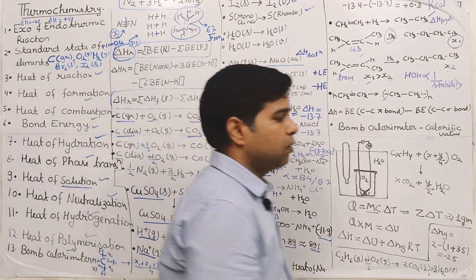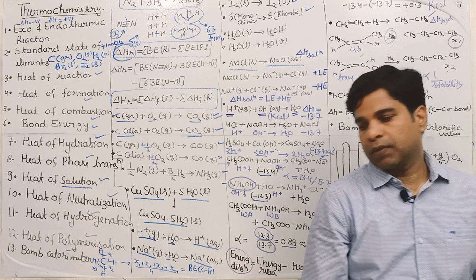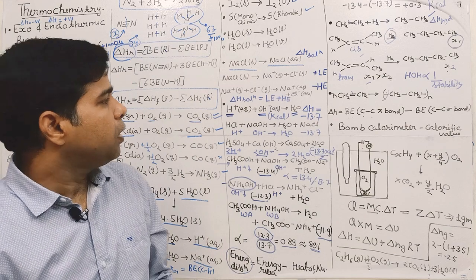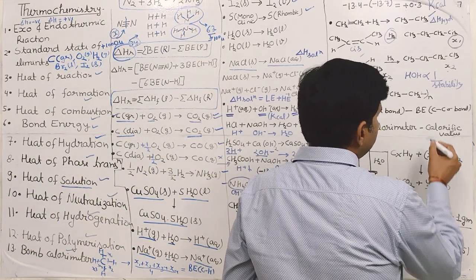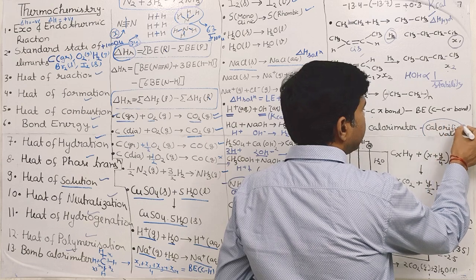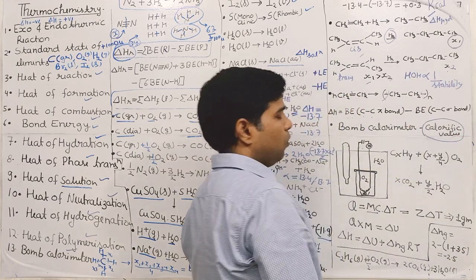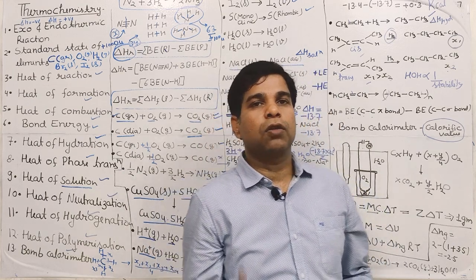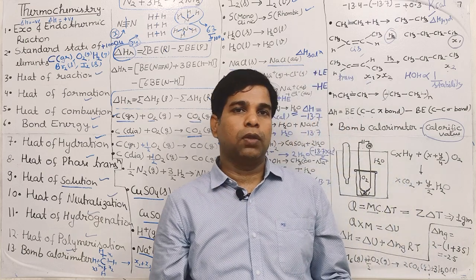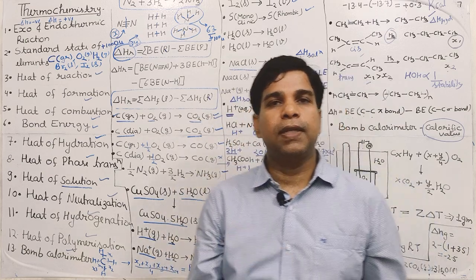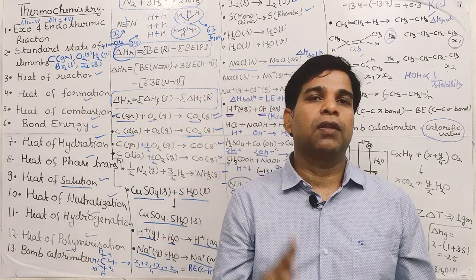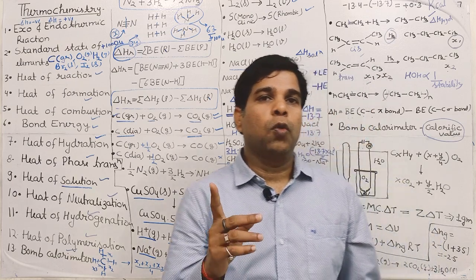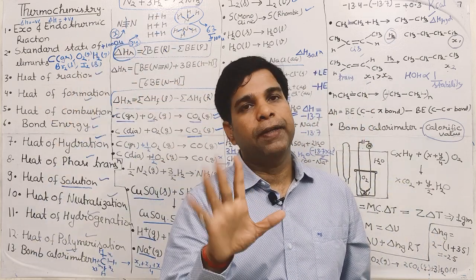Next we have the example of the bomb calorimeter. This is very important. Many students have doubts about the bomb calorimeter. They always ask how to solve the question. Then you need to remember the bomb calorimeter is always used to calculate the calorific value of a fuel. What is the calorific value? The energy released by the combustion of 1 gram of fuel or any substance is called the calorific value. The higher the calorific value, the better the fuel.